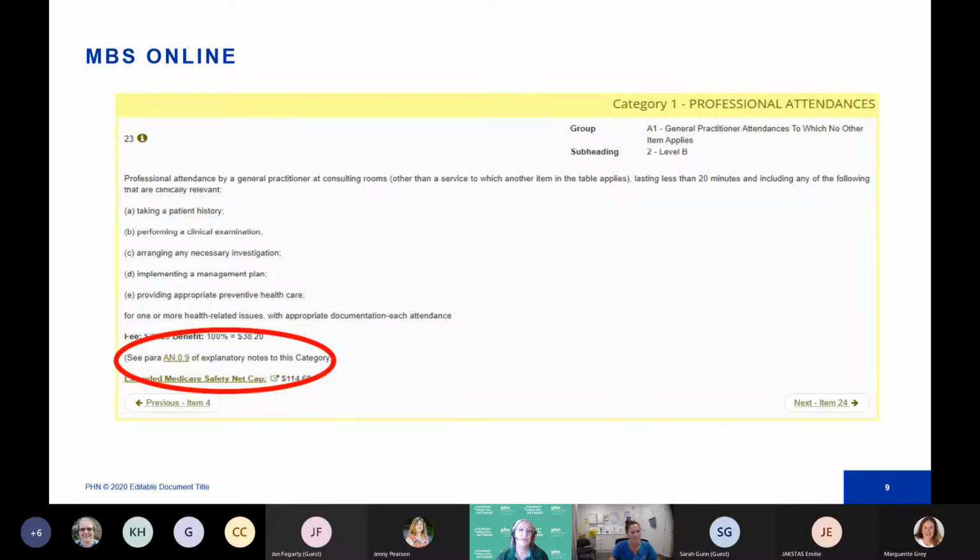And then that would open up. On this one, for example, we've searched item 23. Where you can see my little red ring there, there are explanatory notes. It normally starts with 2 letters and 2 numbers. So you would just click on that little link there. This section here is your descriptor. So it's a brief overview.